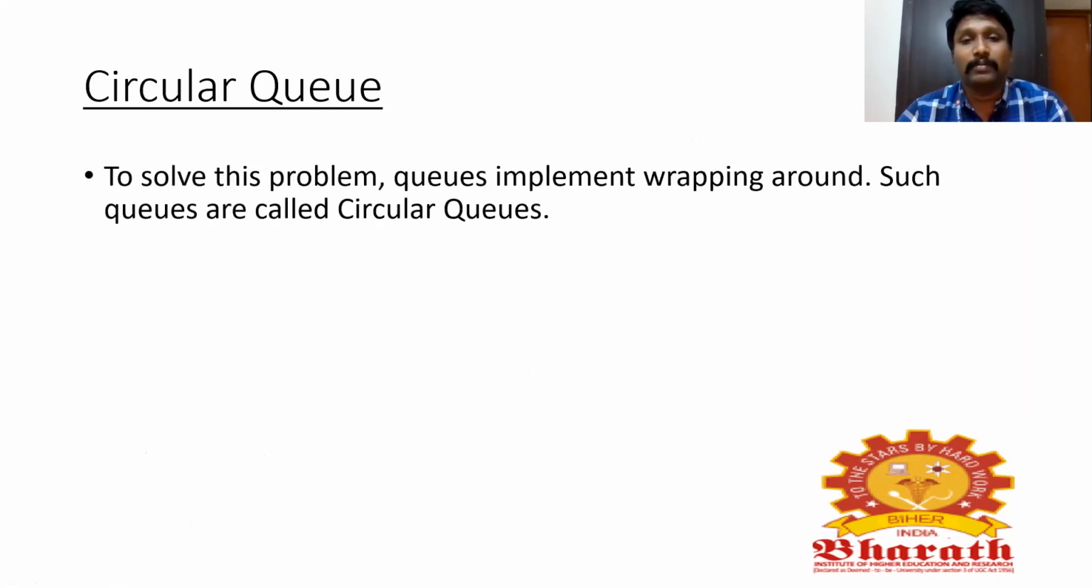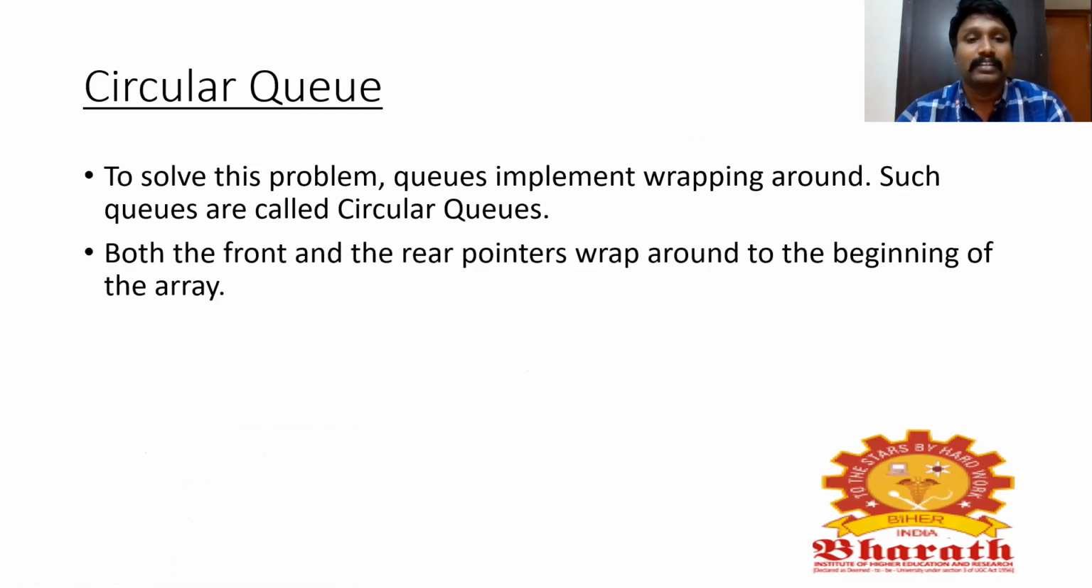To solve this problem, queues implement wrapping around. Such queues are called circular queues. Both the front and the rear pointer wrap around the array. It is called a ring buffer.